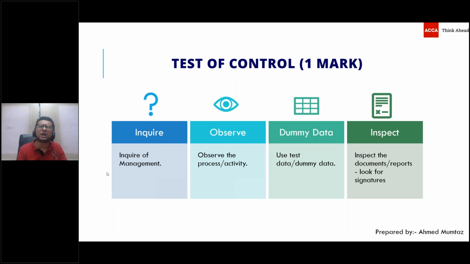Ubaidullah, basically you can't re-perform, because re-performance is a word which is associated with substantive procedure. What are you going to re-perform? If you are going to enter certain data, that's what we call dummy data.